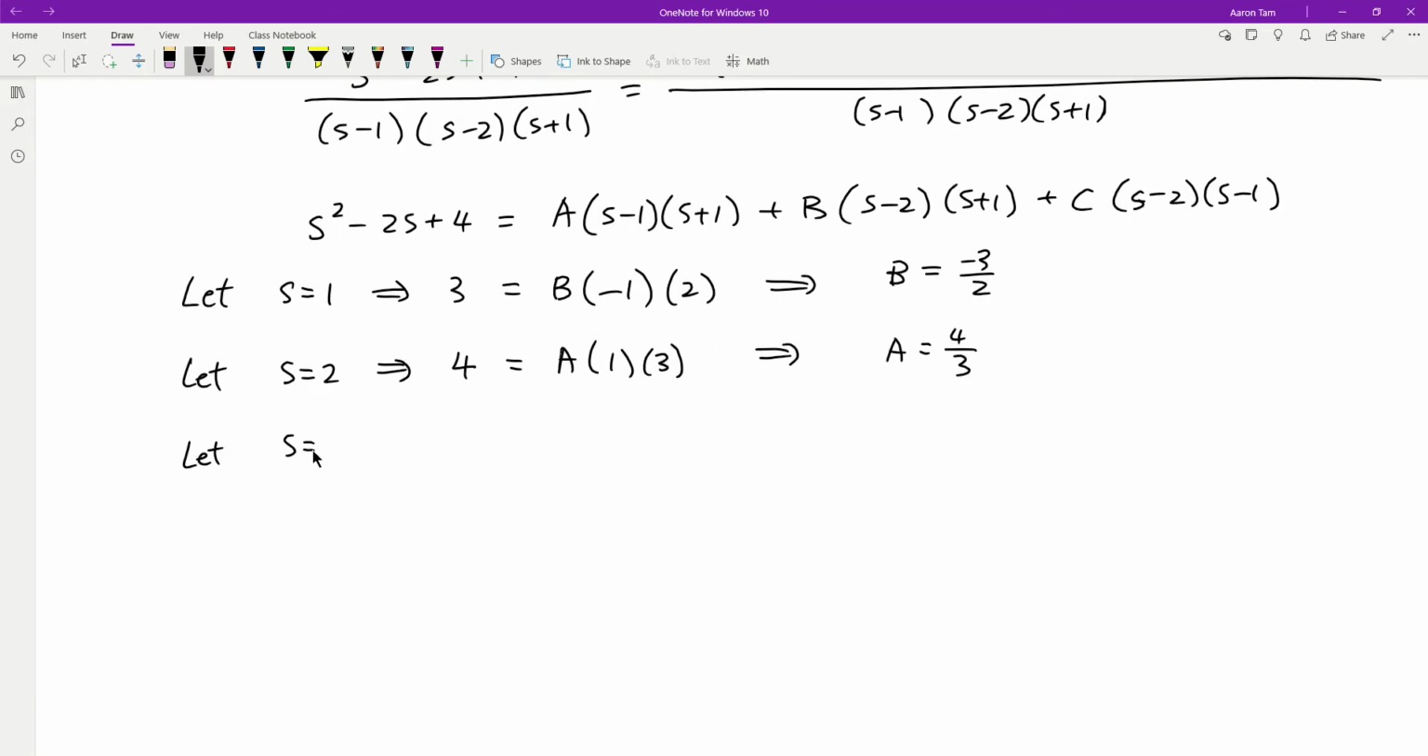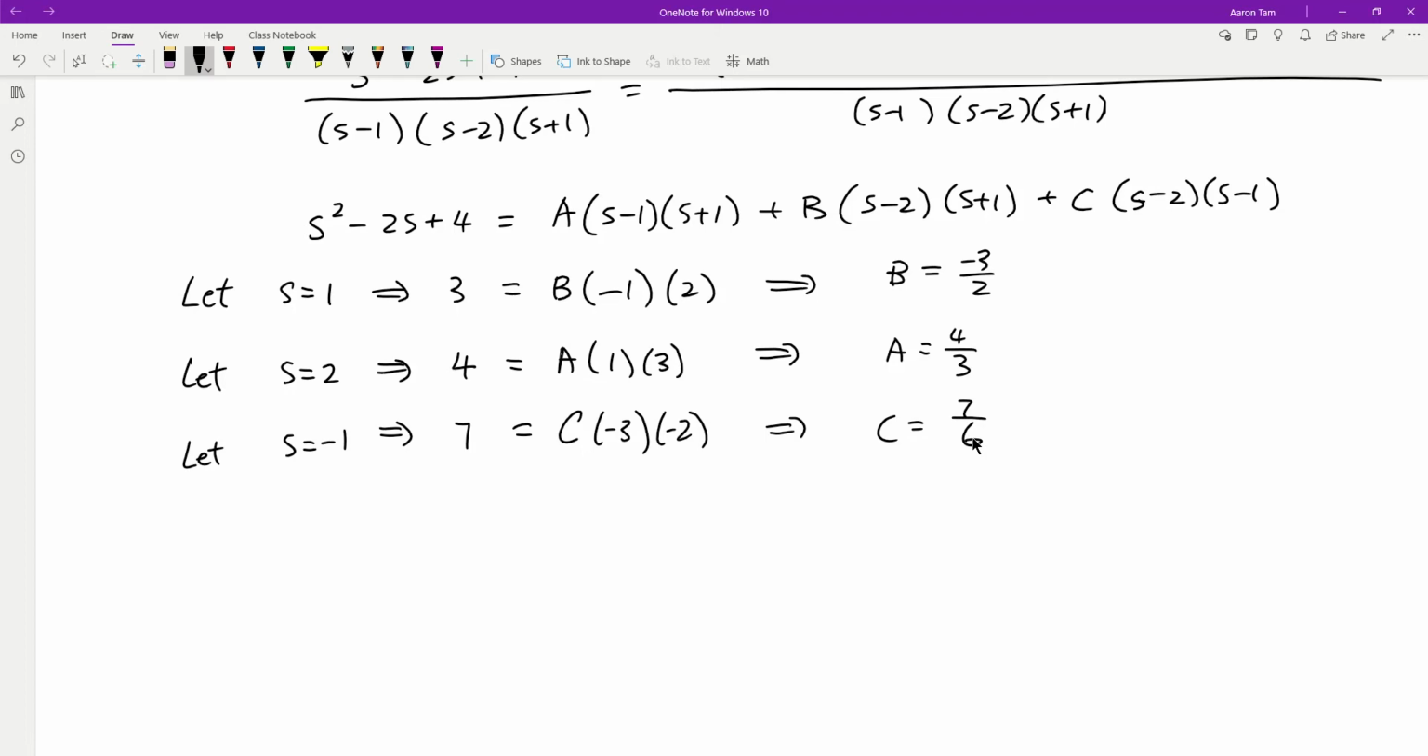And finally, we're going to let s equal negative 1. And if I do that, I would actually get 7, because 1 plus 2 plus 4. And that equals, A will be gone, B will be gone, but C will stay, so we'll put on C. And negative 1 minus 2 is negative 3, and negative 1 minus 1 is negative 2. So therefore it becomes 6, so C would equal 7 over 6.